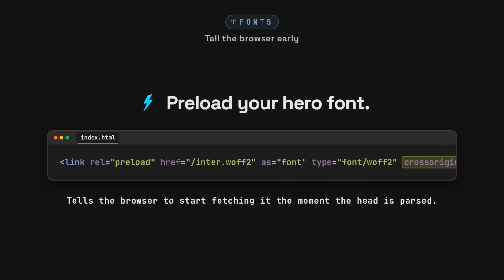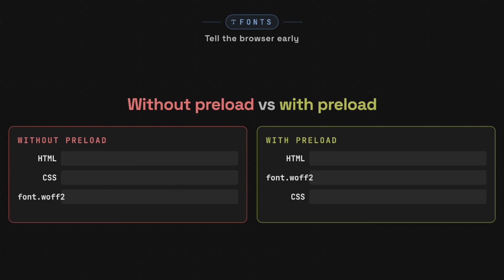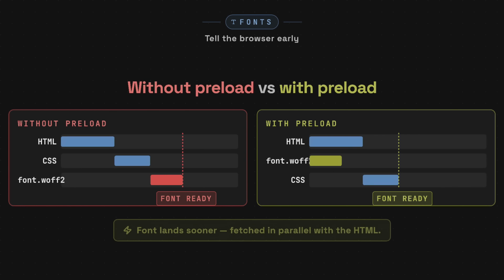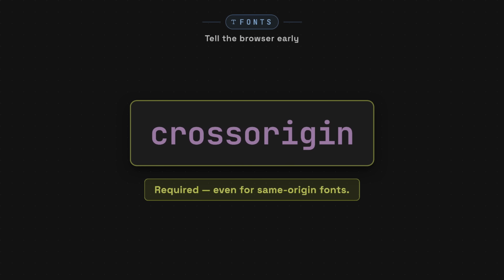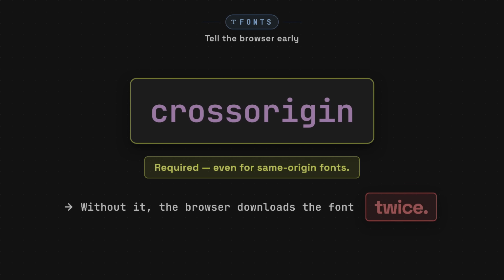Whatever weight your hero text uses, preload it. This tells the browser to start fetching it the moment it parses the head, instead of waiting until the CSS asks for it. Watch that crossorigin attribute, though. Fonts always need it on preload, even when self-hosted. Without it, the browser downloads the font twice.